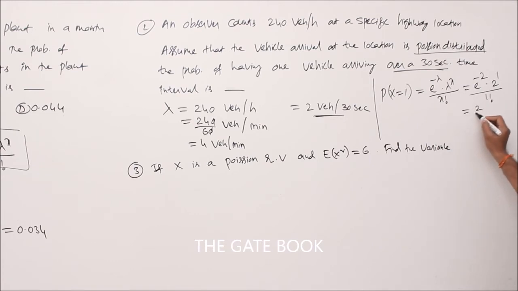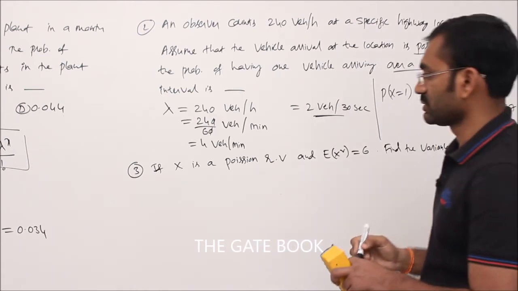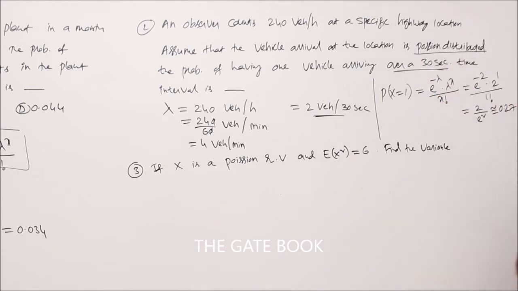So we get 2 by e square, that is approximately equal to 0.27. This is the solution for the second question. Now come to the third question.